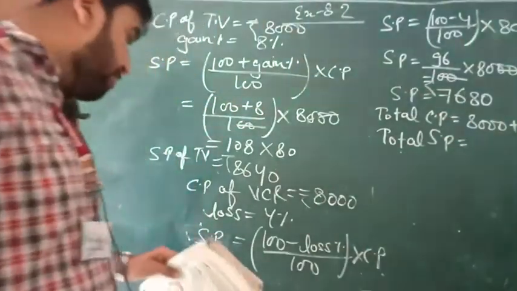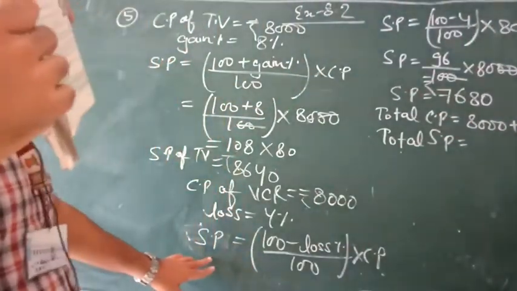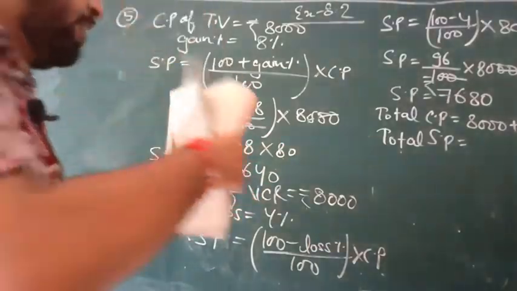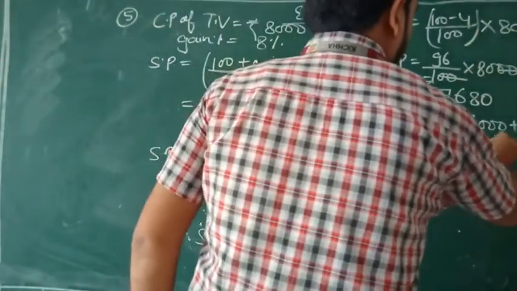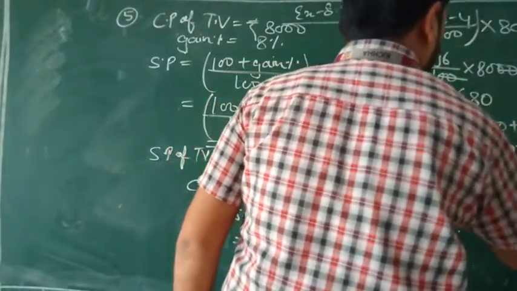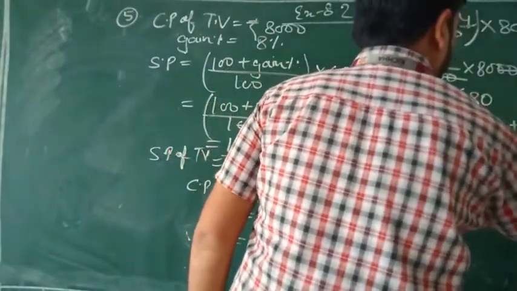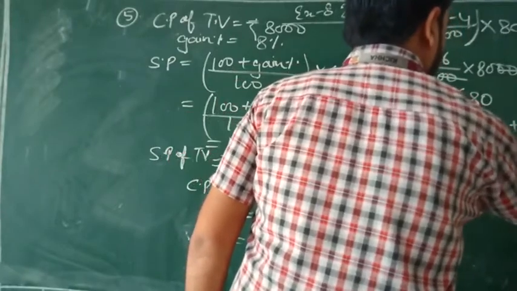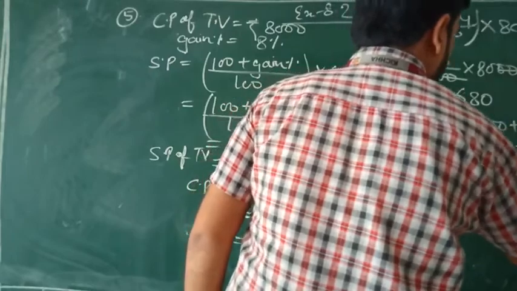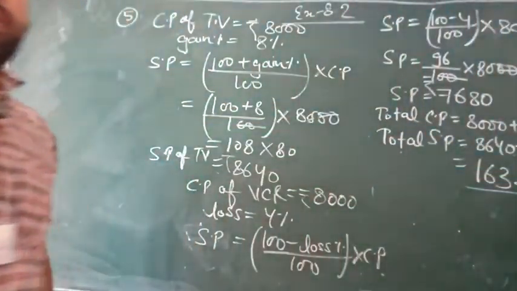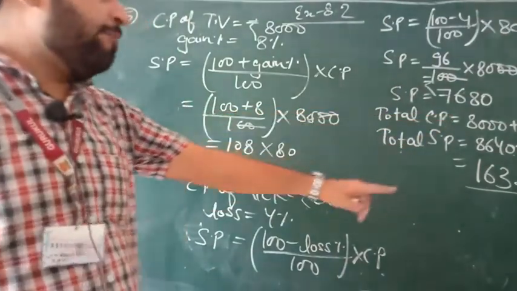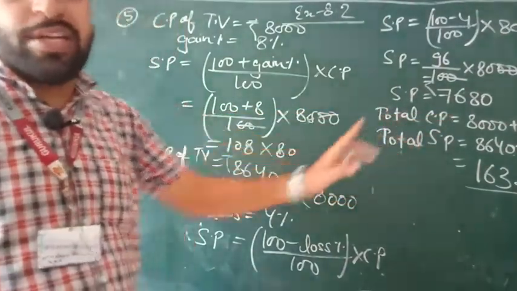Total SP we are calculating. One selling price was equal to 8640, another one 7680. Add these two numbers: 0 plus 0, 0; 8 plus 4, 12, carry 1; 1 plus 6, 7, plus 6, 13, carry 1; 1 plus 8, 9, plus 7, 16. 16320. Means total we have purchased at 16,000 and we have sold it at 16,320.